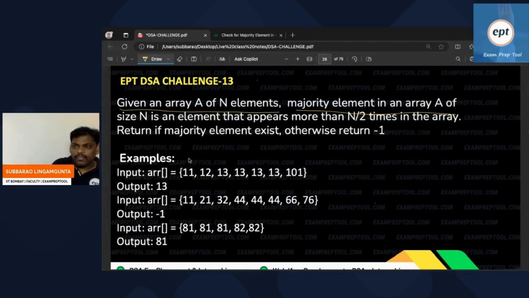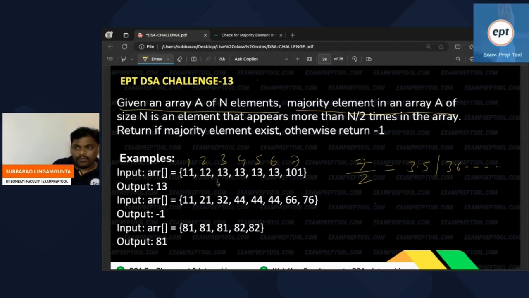In this array, first element, second element, third element, fourth element, fifth element, sixth element, 7 elements are there. What is 7 by 2? 3.5. More than 3.5. It may be 3.6, 3.7, whatever it is. Because of the number of elements, maybe you can take 4 also. Is there any element which is repeating in the given array 4 times or more than 4 times?